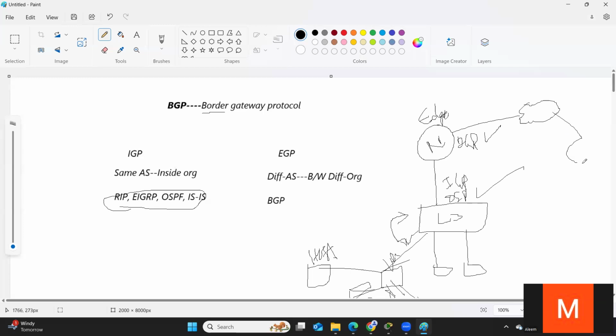Some users are at a different branch. You can assume this is your branch, R2. It is the same scenario and the same architecture, with the same AS, because this is the IBM company and you are working in IBM. They are using an AS number like 6500, and the same AS is used here also.